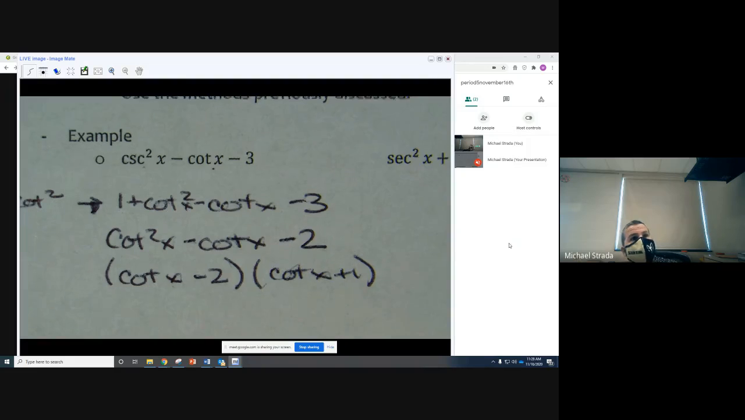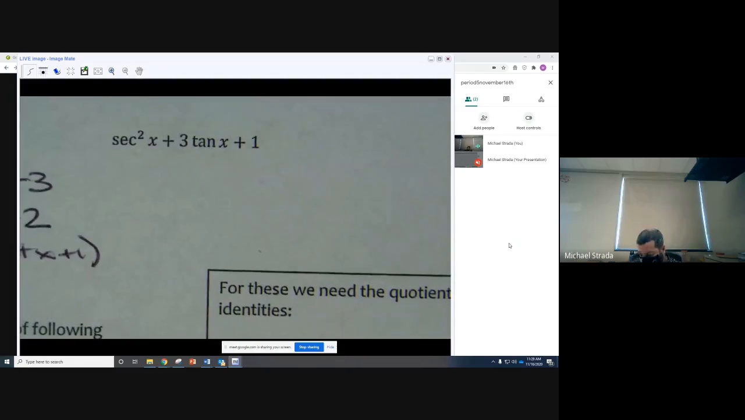Okay. Work on that one real quick. Secant squared x plus 3 tangent x plus 1 using a Pythagorean identity.